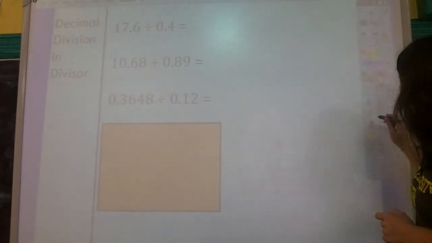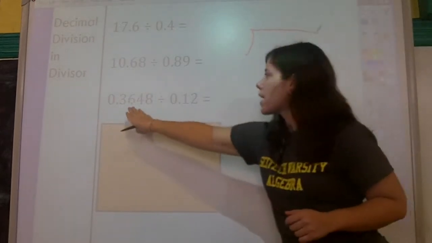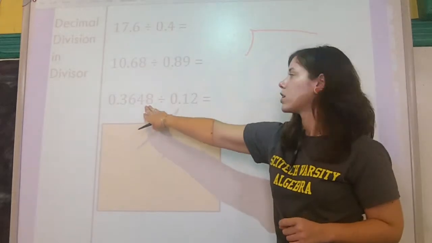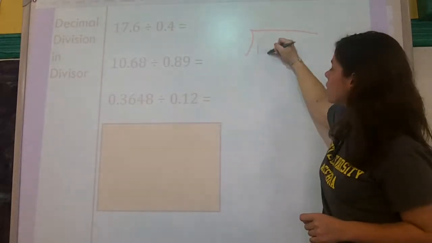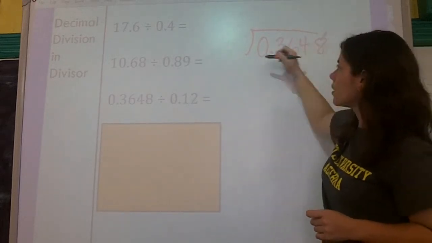All right. Here's a crazy looking one. Even if I have a ton of numbers behind my decimal, that doesn't change anything about the way I get started. The first number still goes inside the division house, and the second number goes outside.